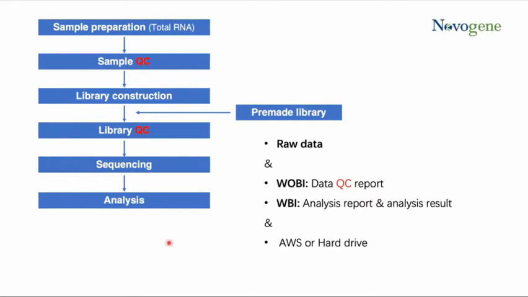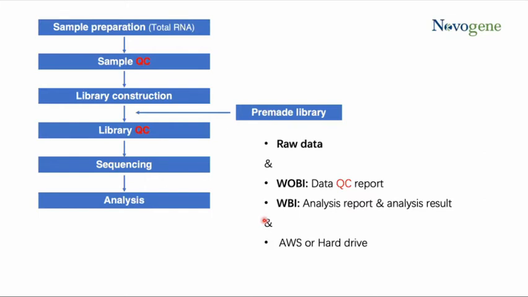If you have a very special library or you prefer to prepare the library by yourself, we can also accept pre-made libraries. For all of the projects, if you don't need the bioinformatic analysis from Novogene, we will release both the raw data and a data QC report to you. From this report, you can check how your data look.